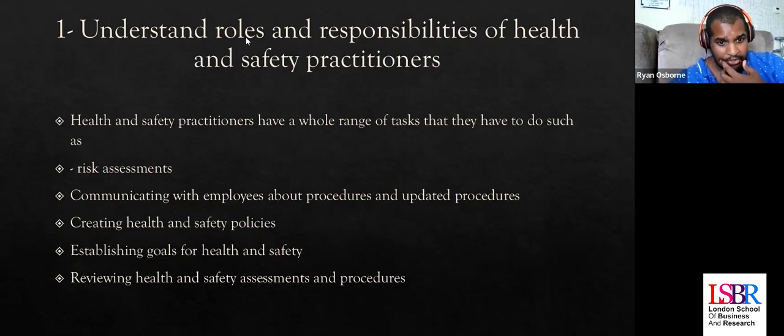Another thing that health and safety practitioners need to do is create health and safety policies. They do that by looking at the laws of the land, legislations, regulations, and guidelines. And through that, they'll be able to put together a policy that highlights everything that the laws, legislations, and regulations say.